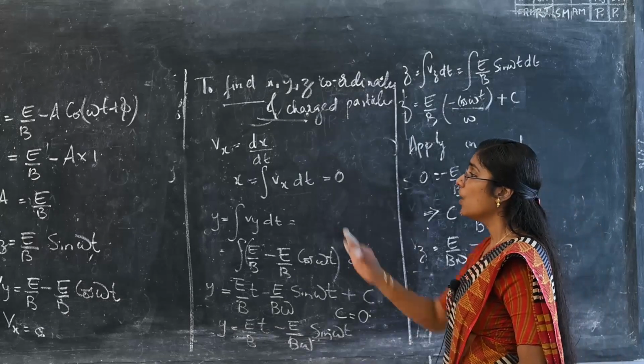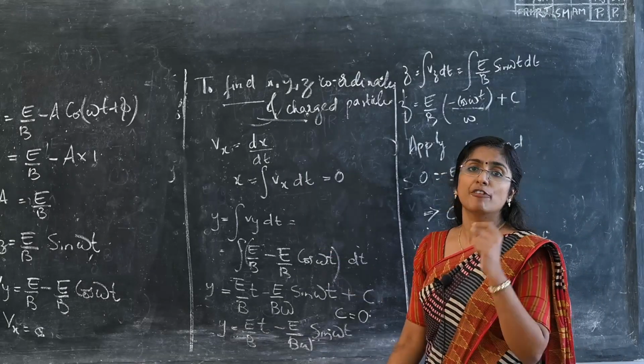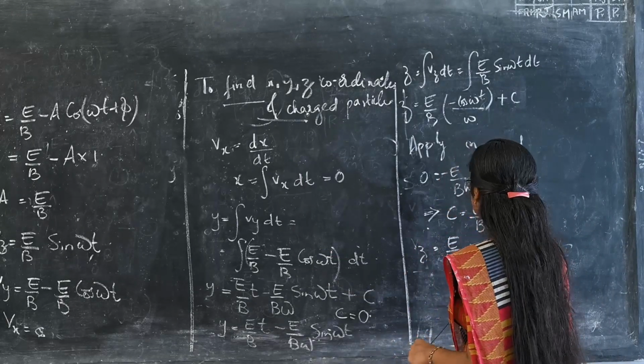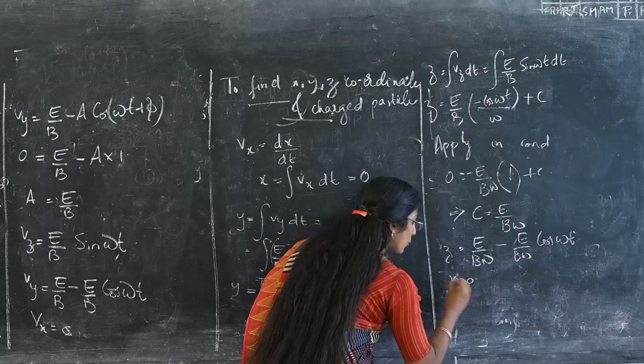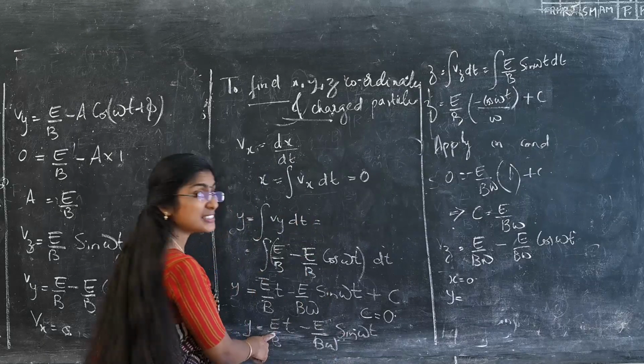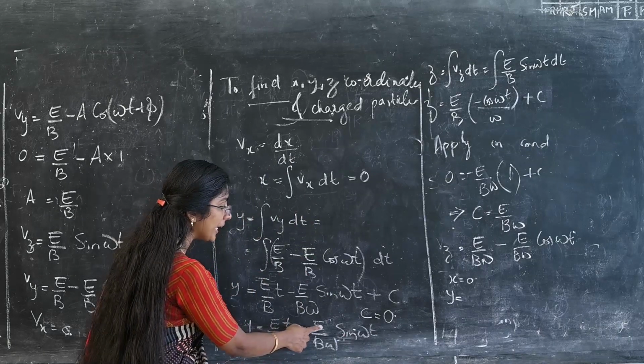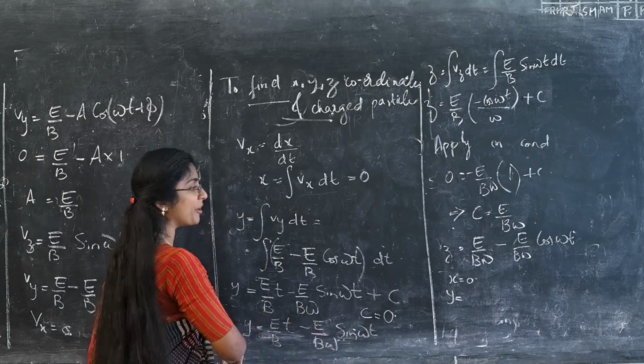Now I have got all the three equations for the three different coordinates, that is I have got x equal to 0, y equal to, what I am going to do is a slight variation here. I am going to take E by B omega common factor out.